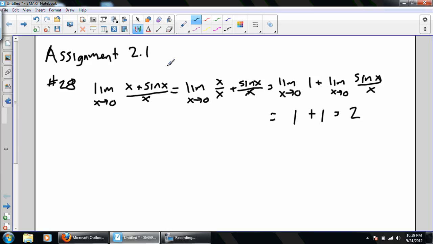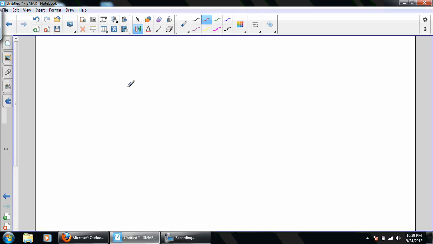So we'd say the limit as x approaches 0 of x plus sine of x over x is equal to 2. Let's see how we can take this idea and apply it to number 29. Now, I did see some people's comments on this already, and some people were on the right track. Some people need a little bit more of a nudge in the right direction.